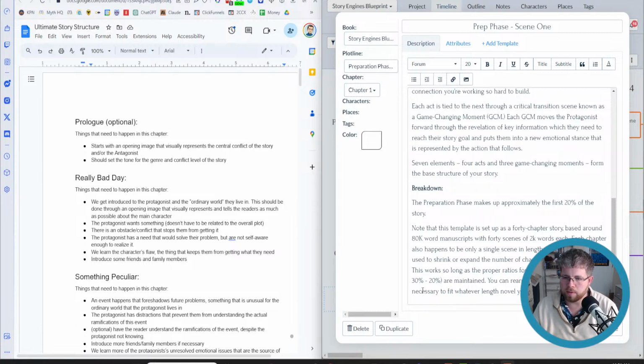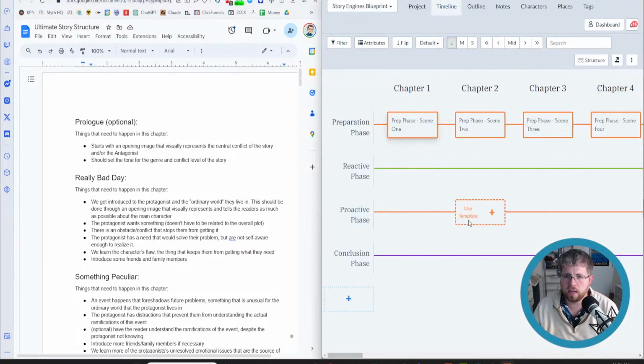I'd say a lot of authors would probably say it should be 25% for each. That's what the 24-chapter novel outline looks like. It's 6 chapters for each. That's 25% each. You can rearrange this template as needed to fit whatever length you need. Okay, so that's like the whole phase.